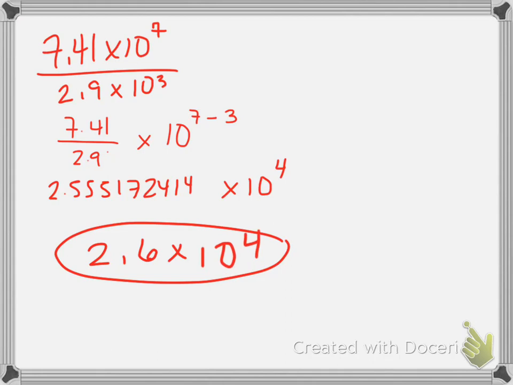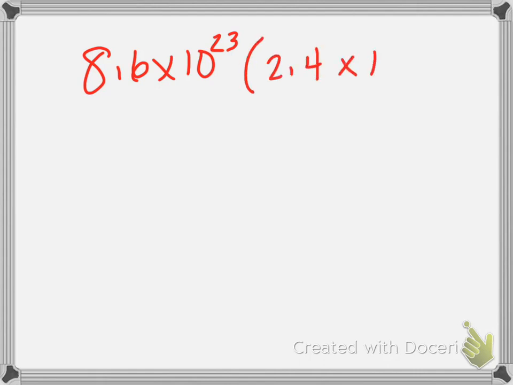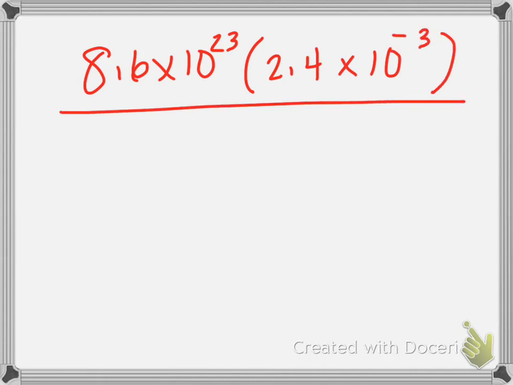I went and left my 10 to the 4th. Good? Okay, let's do one that's a combined problem, and then I'll give you the practice and cut you loose. So if I have 8.6 times 10 to the 23rd, times 2.4 times 10 to the negative 3rd, divided by 4.8 times 10 to the 17th.